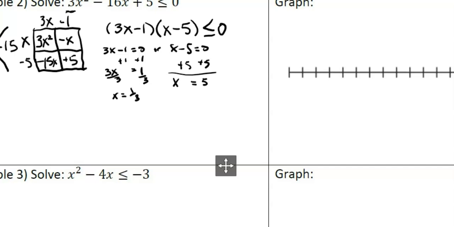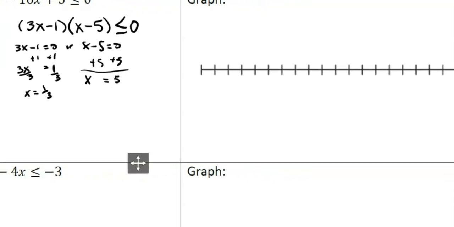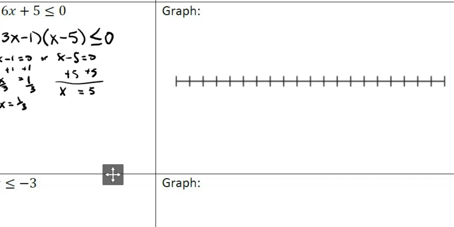So with these two solutions, we come over here and we graph them on a number line. We'll say this one is 5. Like I said, because it's less than or equal to 0, then we can put equal to with closed dots, instead of open circles. And that would be at 5. I'm going to count backwards: 4, 3, 2, 1, 0. And 1/3 we'll label right there.